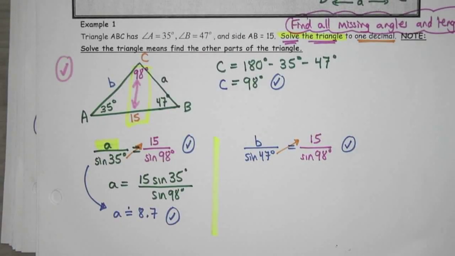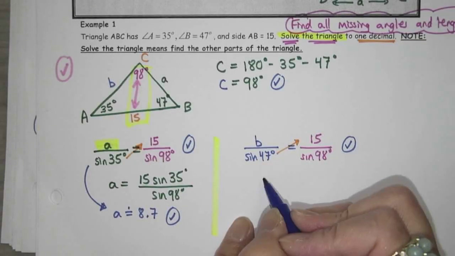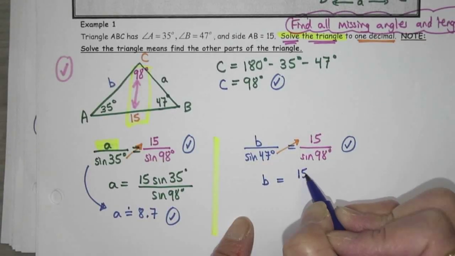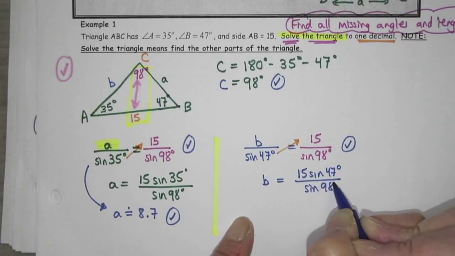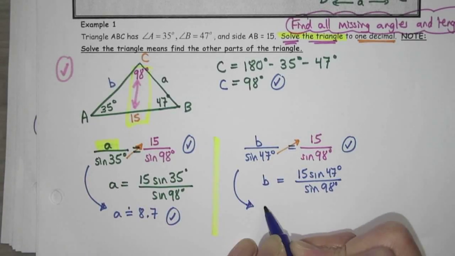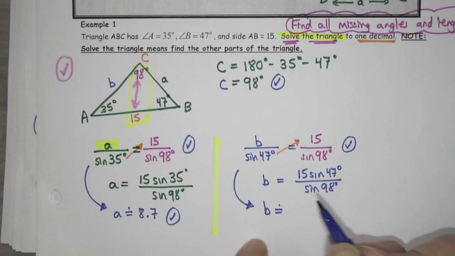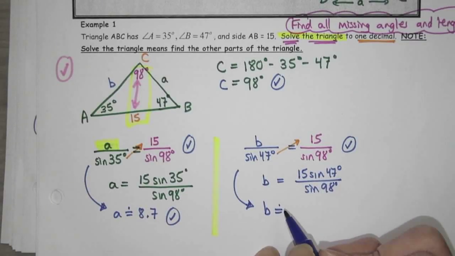You do not have to show me the step where I bring it over. I'm going to show you because some students do like that step. So I'm going to show you this step, you don't have to: 15 sine 47 over sine 98. If you don't want to show me, you would go straight to B is. What are you getting? 11.1.